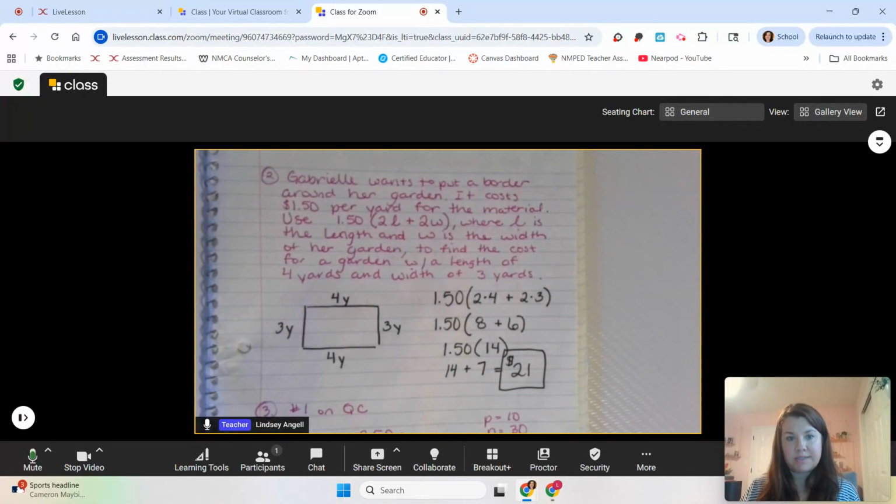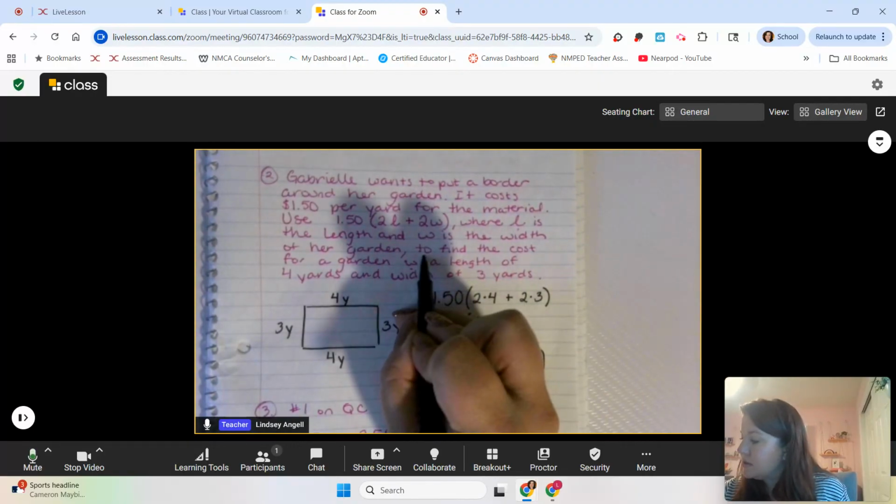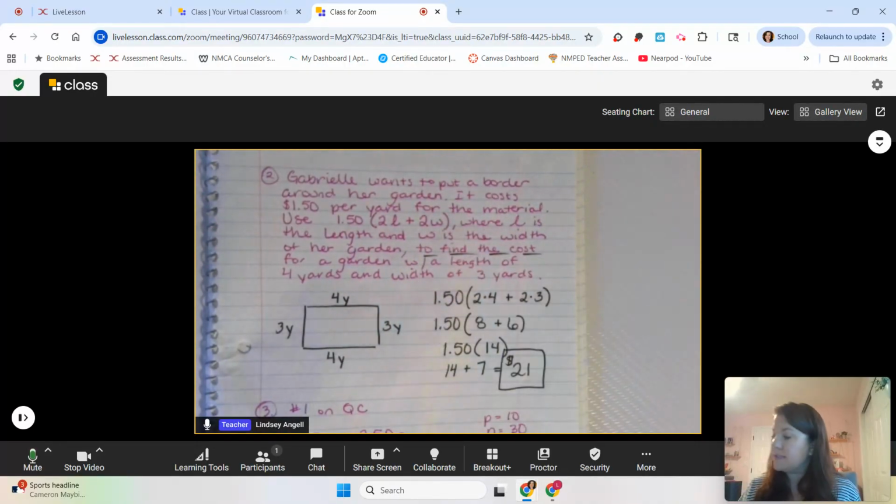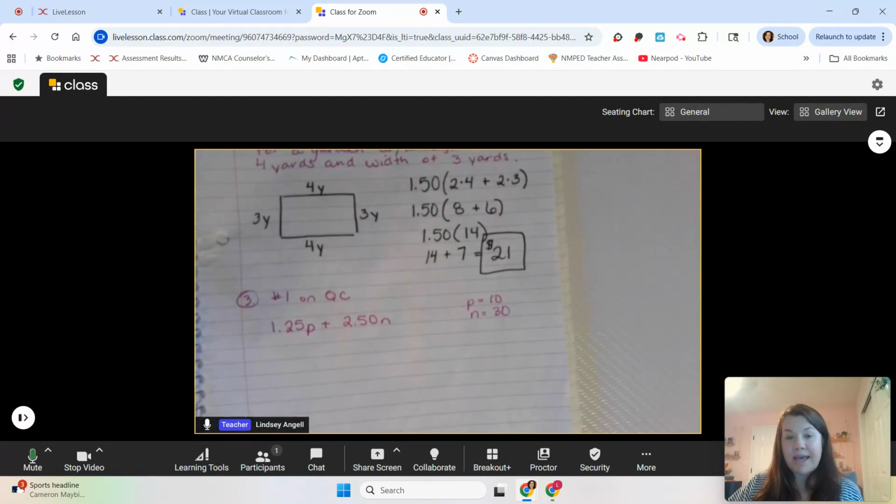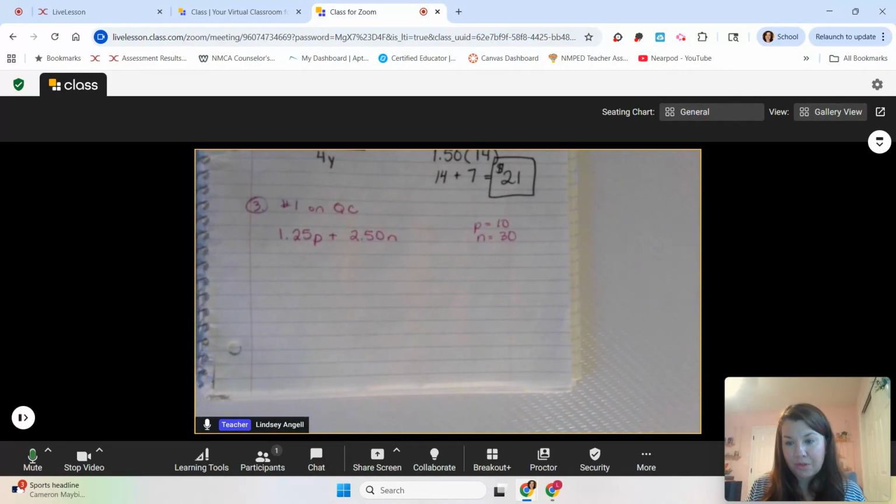That's how much it would cost, right? It said to find the cost. To find the cost, right? That's what we were looking for, is how much is it going to cost her. Okay?